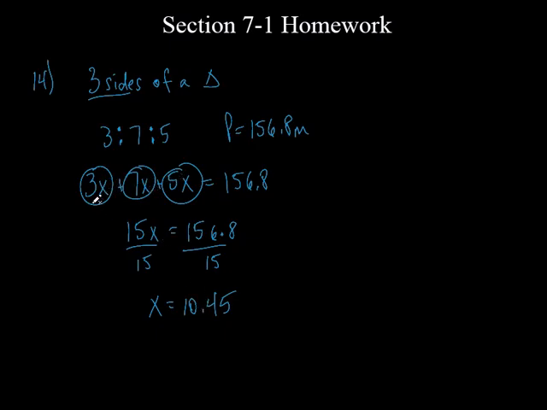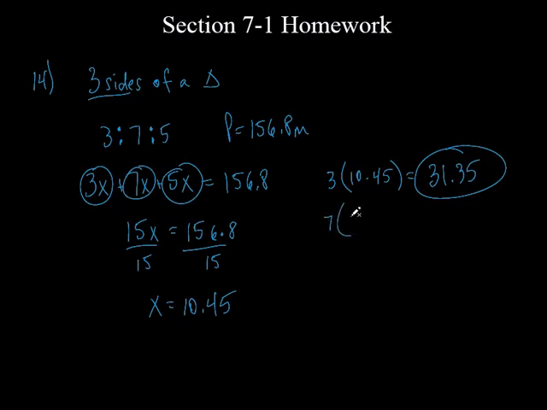So let's plug this back into this. So one side is 3x, or 3 times 10.45. I'm just punching it into a calculator. 10.45 times 3, and that's 31.35. I'm looking in the book. They say it's 31.4, so they just rounded that. I'm fine if you keep it like that. Okay? Let's do the other one.